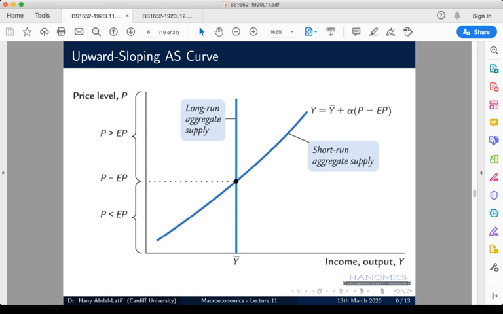We have a long-run aggregate supply curve that is a vertical line, and where these two intersect, that intersection point is where the actual price level equals the expected price level. Above that point, the actual price level is higher than what was expected, and below that point, the actual price level is below what was expected. And from here we use that as usual.